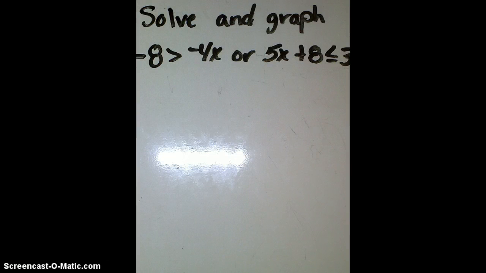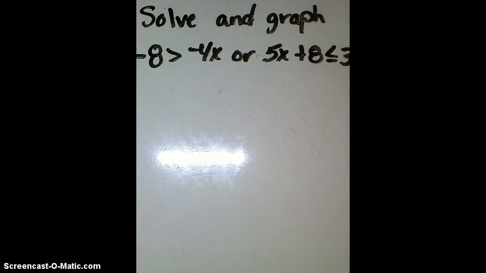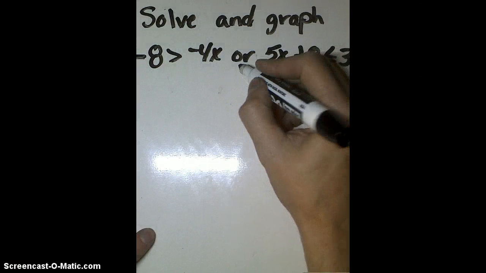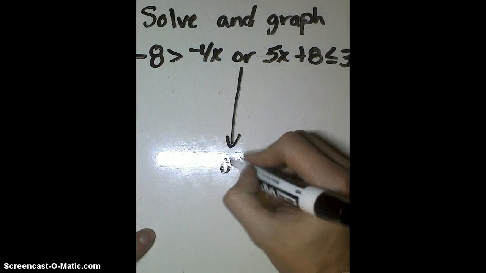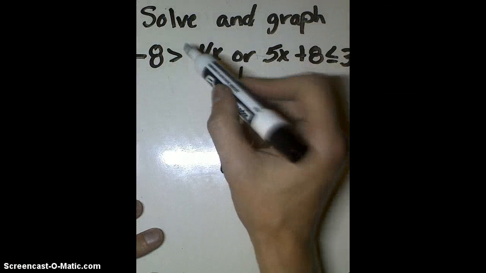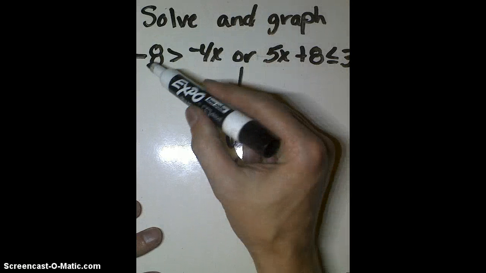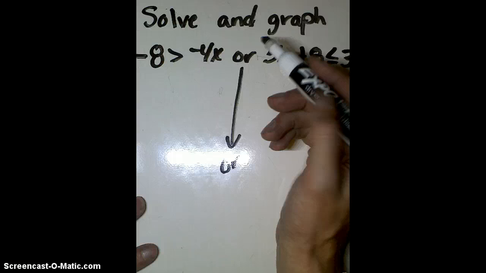And so if we have the ors, we want to go ahead and do each part separately, and our answer at the end should have an or in it probably as well. So, to help me remember that, I'm going to write or so that I know that I have my two halves here. I'm going to ignore that half, and I'm trying to solve for x here with this negative 8 is greater than negative 4x.